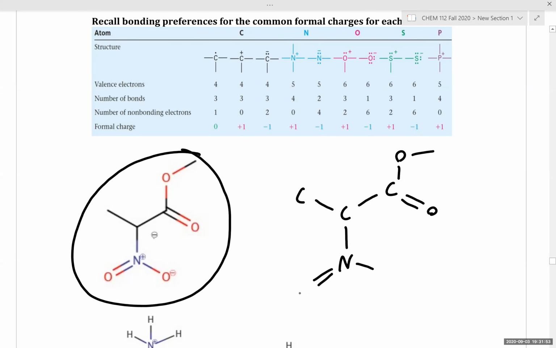Then what we're going to do is fill in our lone pairs and add our formal charges. Now that we have our formal charges and lone pairs in place, we add our hydrogens. So does this carbon right here that the arrow is pointing to, does this anionic carbon need any additional hydrogens?